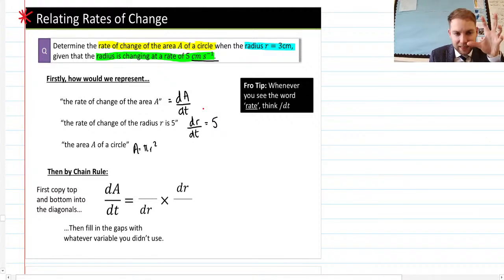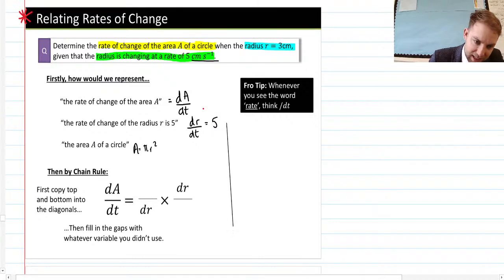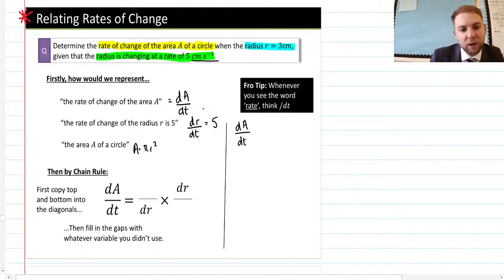Now, once we understand those parts and we've picked out what we want, take note, we're looking for the rate of change of the area. Now, the problem you've got is, if I want the rate of change of the area, let me just write down here, that's equal to dA by dt. That's what the rate of change of the area is.